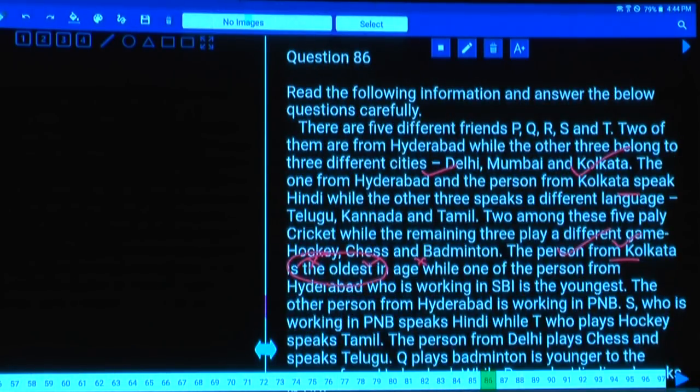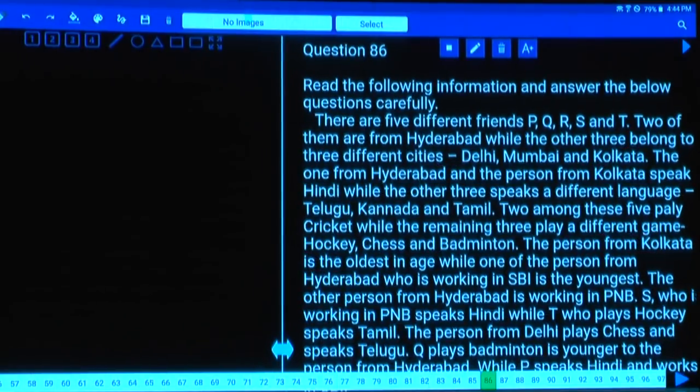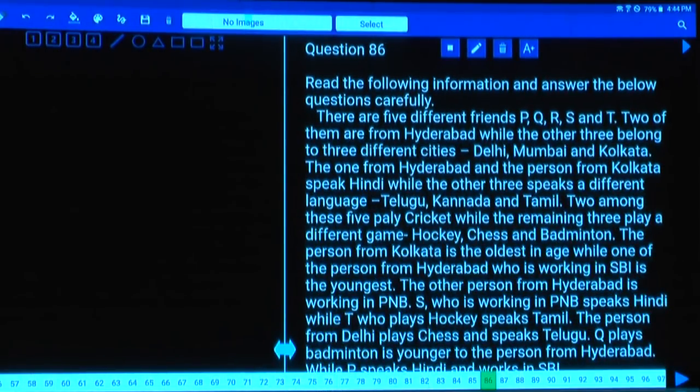Now question numbers 86 onwards. In these question numbers 86 to 88, there are 5 different friends. P, Q, R, S, and T are the 5 different friends.